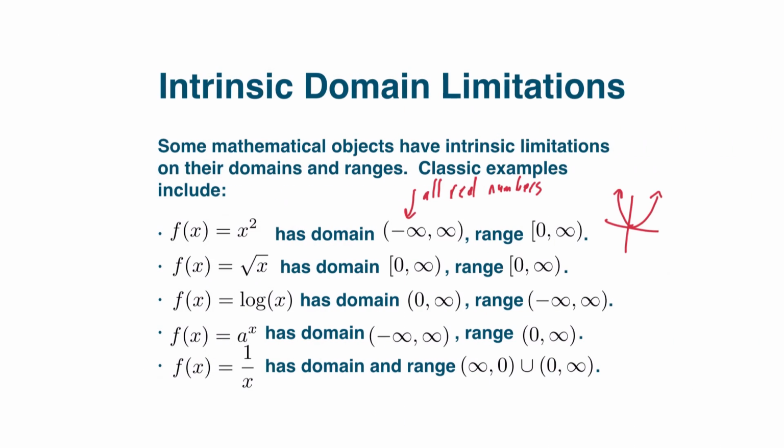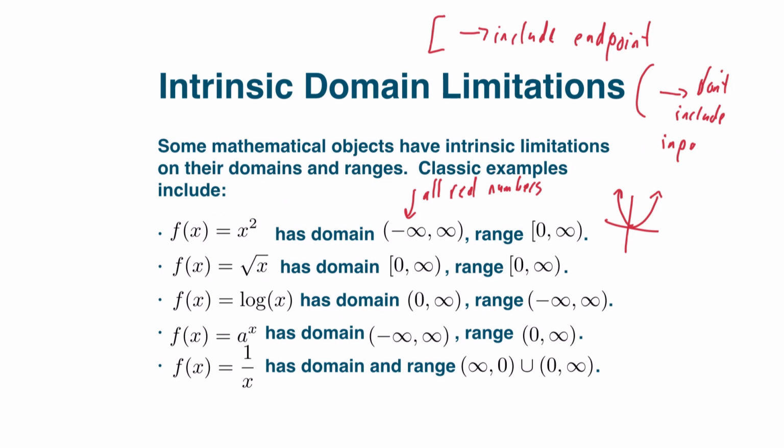So this square bracket here means include the endpoint. When you have the curvy parenthesis, this means don't include the endpoint. A little notation, though it is very standard notation.